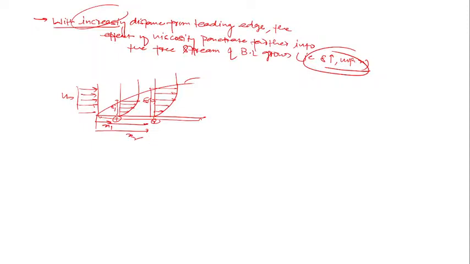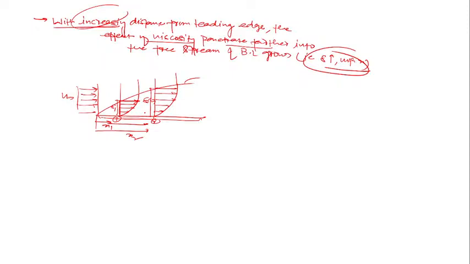As you move much farther downstream, with increasing distance from the leading edge, x1 to x2, the effect of viscosity penetrates farther into the free stream. At x1, the effect of the surface is only up to this length, delta 1. But as you move farther from the leading edge, the effect will reach farther into the free stream. Here delta 2 has increased, so delta 2 is more than delta 1.